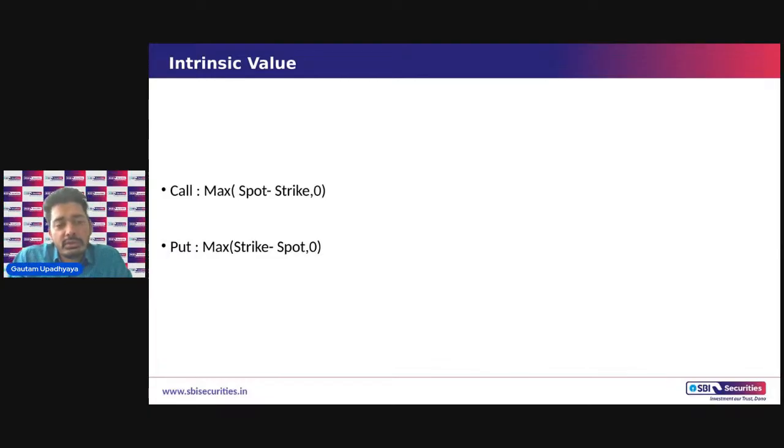So intrinsic value ये theoretical formula है. You don't have to pay much major attention to it, but it is important to understand the maximum value for call option is the spot minus strike price या फिर zero. So you will get a value over there. So the maximum value for a call option is this particular formula.